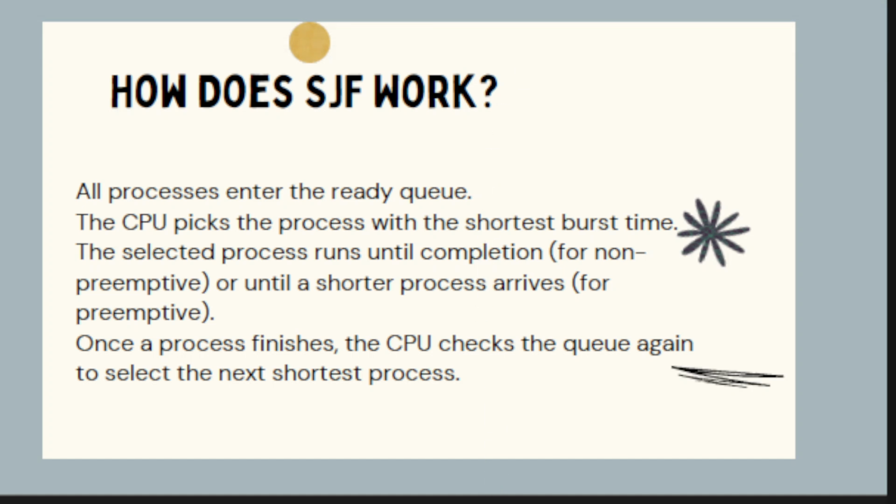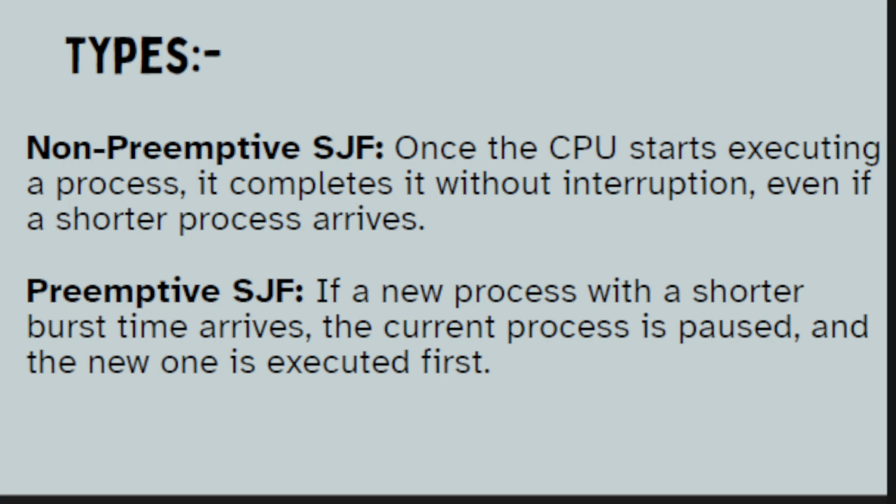Let's quickly differentiate between the two types of SJF scheduling, meaning non-preemptive SJF and preemptive SJF. What is non-preemptive SJF? Once the CPU starts executing a process, it completes it without interruption, even if a shorter process arrives. For preemptive SJF, which is also known as shortest remaining time first or SRTF, if a new process comes with a shorter burst time, the current process is paused and the new one is executed first.